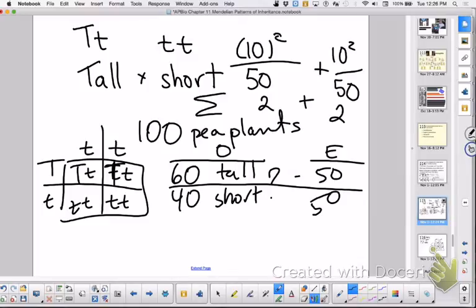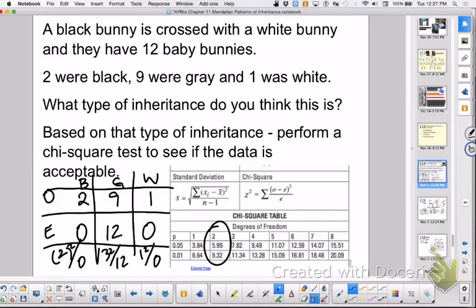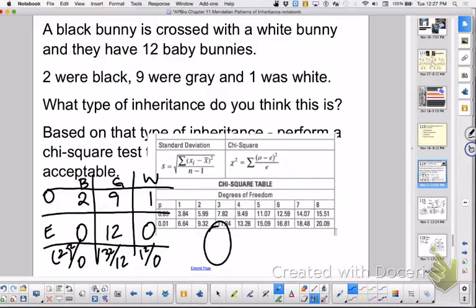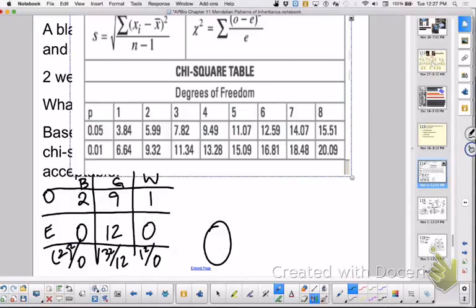When we do our sum, what's 2 plus 2? 4. Are we going to accept this number? Look at the number right here on our chart. In this case, how many degrees of freedom are we? 1. So for 1 degree of freedom, what's the number that we have to look out for? 3.84. What was our number? 4. Is this data acceptable? No, it's not, because it would happen less than 5% of the time.